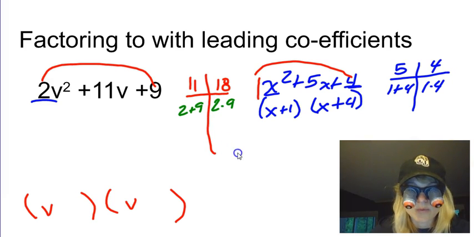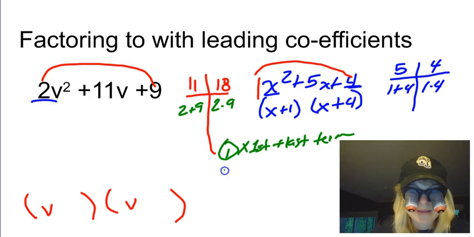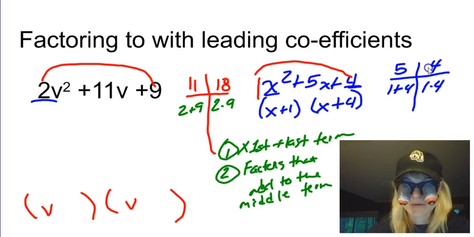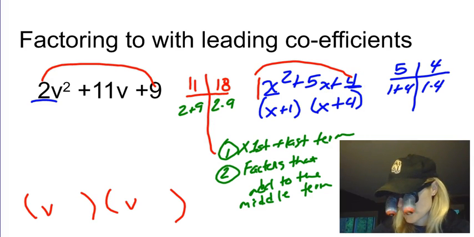So when we're writing our rules, the first step here is to multiply the first and last term together, okay? And then the second rule is just like before, find the factors that add to the middle term. Okay, so the first step is similar to what we've been doing. Now this step is a little bit different.